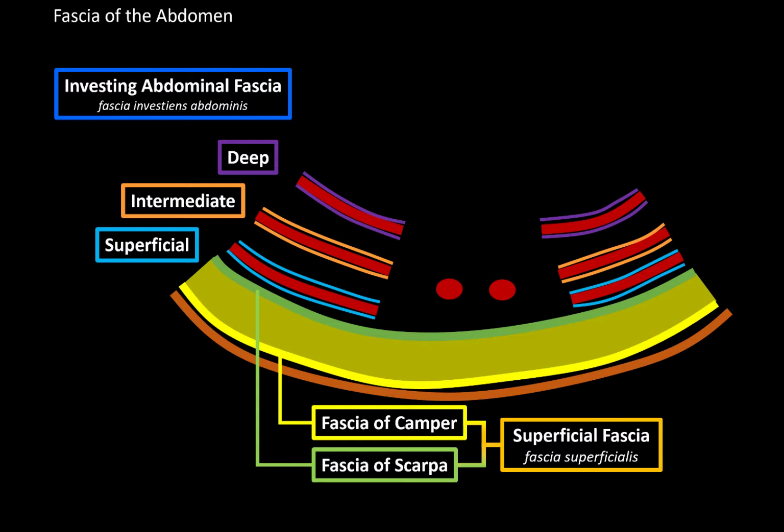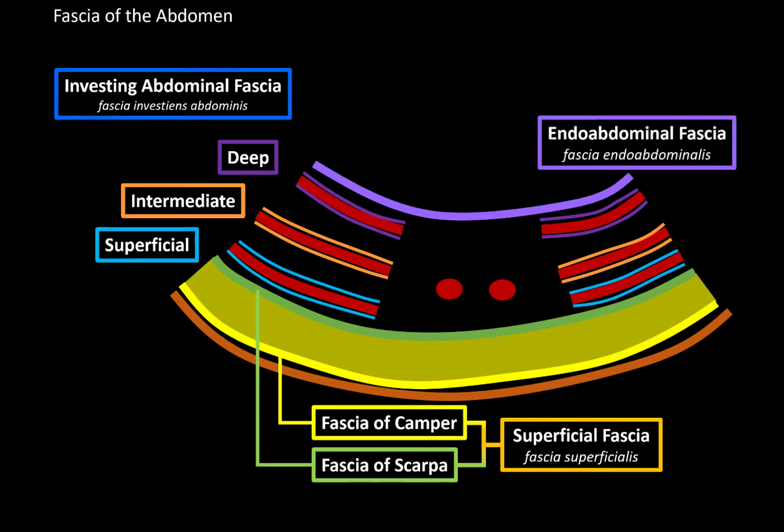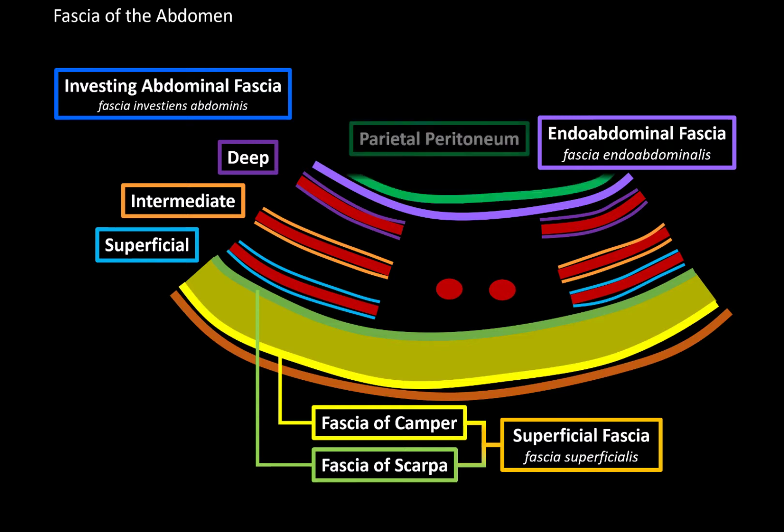Now, underneath the deep investing abdominal fascia, that's where you will find the third fascia we're going to talk about, called the endo-abdominal fascia. And just underneath the endo-abdominal fascia, that's where you'll find the parietal peritoneum, which covers all the organs from the inner surface of the abdominal cavity. Now, the endo-abdominal fascia is actually divided into certain parts depending on the location of it.